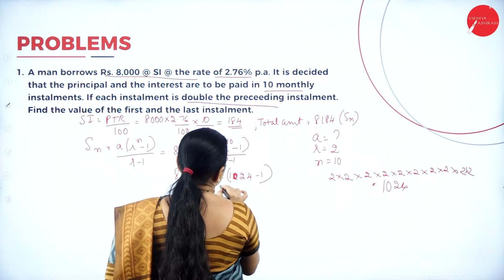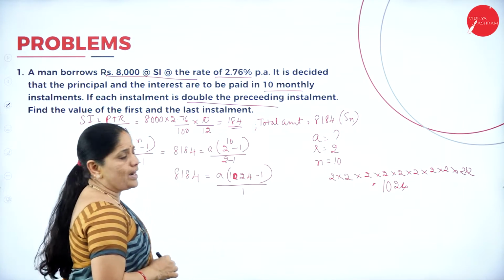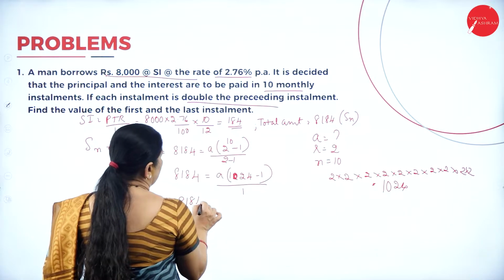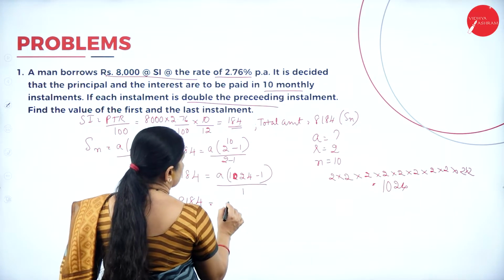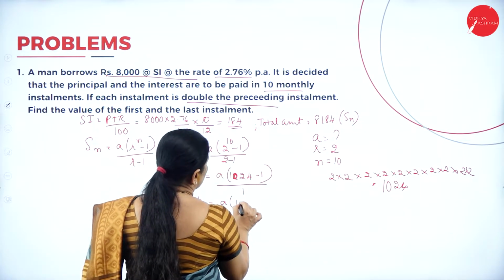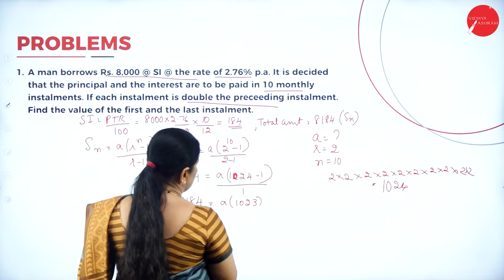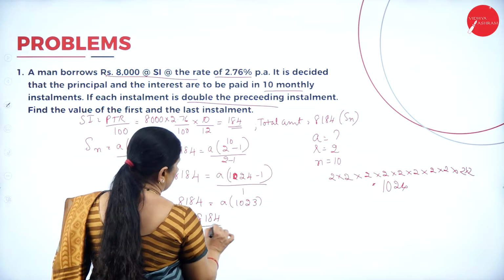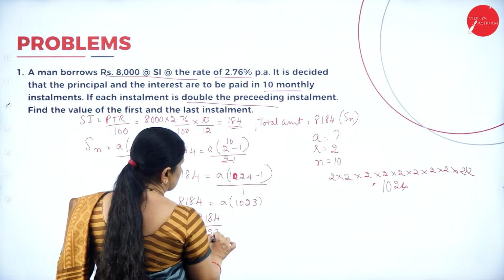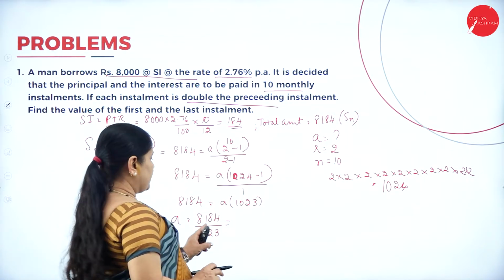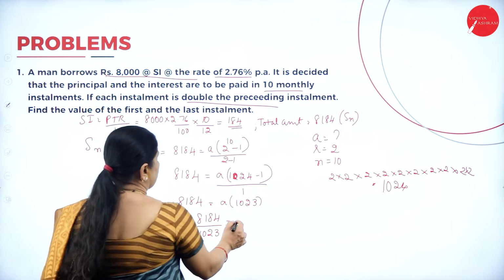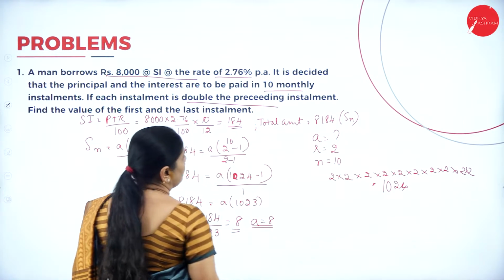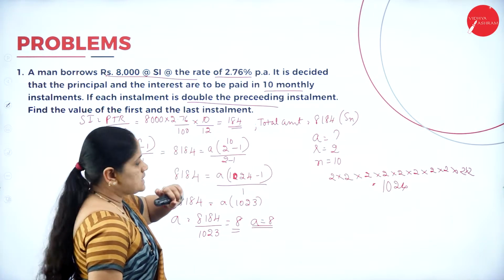So, I write it here 1024 minus 1 divided by 1. So, this will be equal to 8184 equals A into 1023. So, A will be 8184 divided by 1023. So, when we simplify this, I get it as 8 rupees. So, A equals 8. Now, we have to find the last installment.